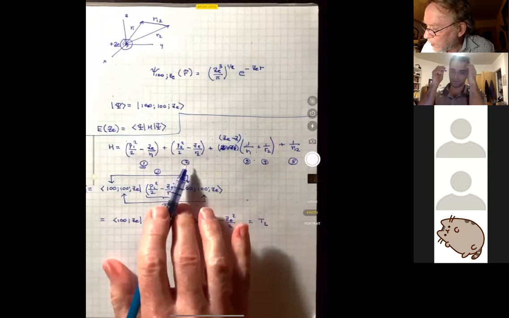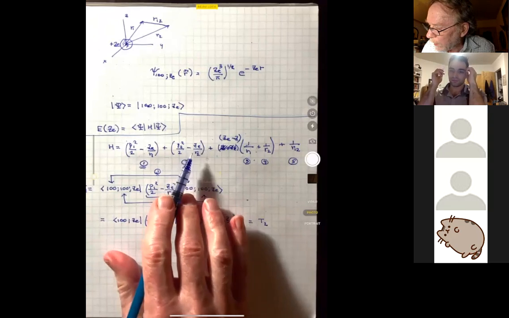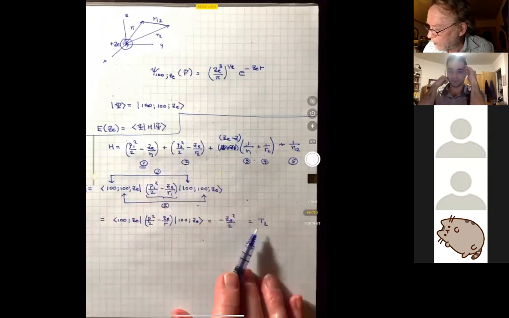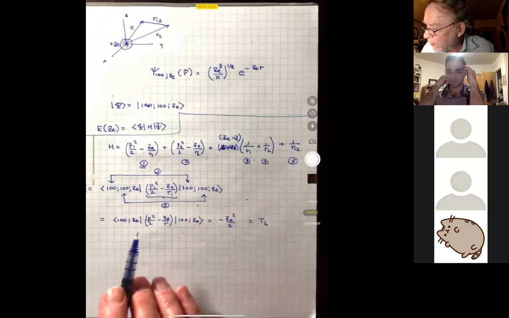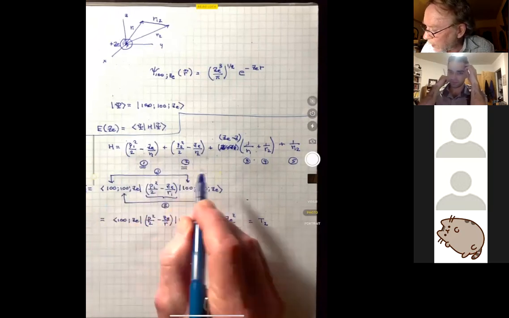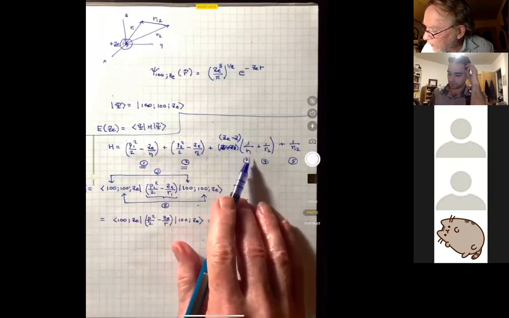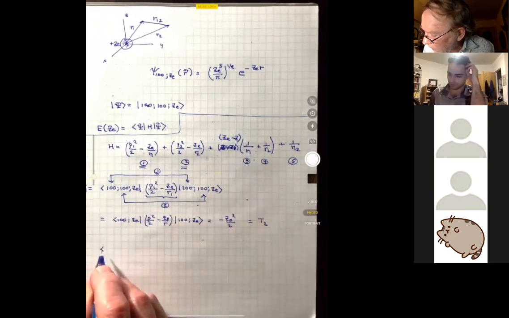term T2, because in T2, we just have electron 2 instead of electron 1. So by swapping labels 1 and 2, it's the same analysis, and you get the same answer. So this takes care of the first two terms of the Hamiltonian. Now, as far as the third term, we want an expectation value of 1 over R1. Let's look at that one.